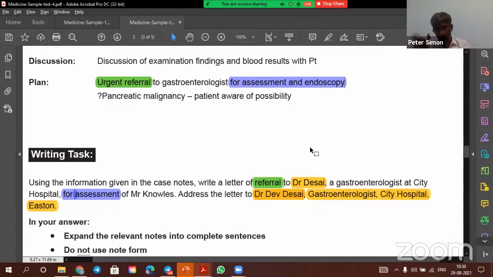See, there, another point has come. So if you take only the writing task, you will miss that. Normally people will take only this one: requires assessment, finished. But if you go to the plan, it says for assessment and endoscopy. So here also you have seen referral. If you go here, it is an urgent referral. See, the words will be added from some other places, so you should know where to get them. So this is a referral letter, but this is an urgent referral. If you go into the plan, you will get it.